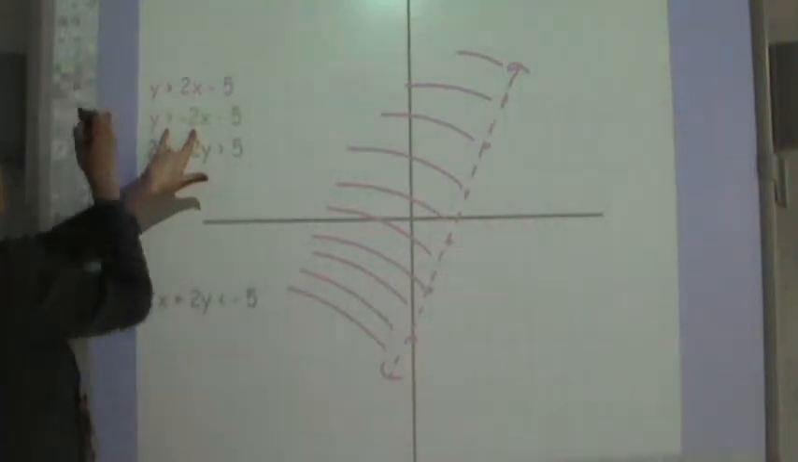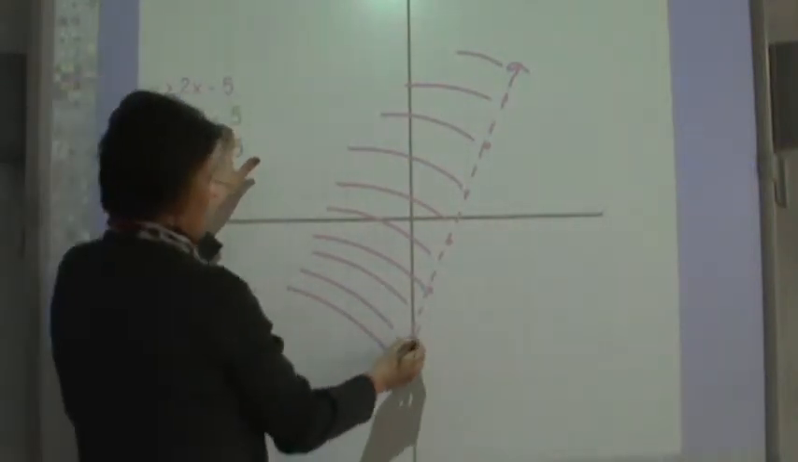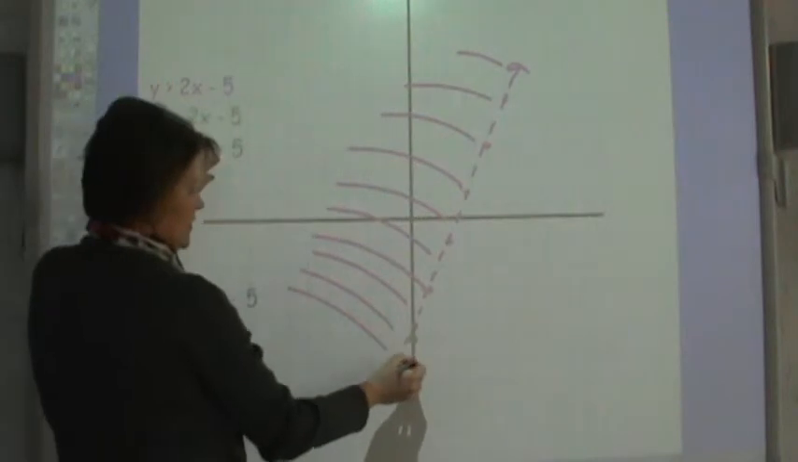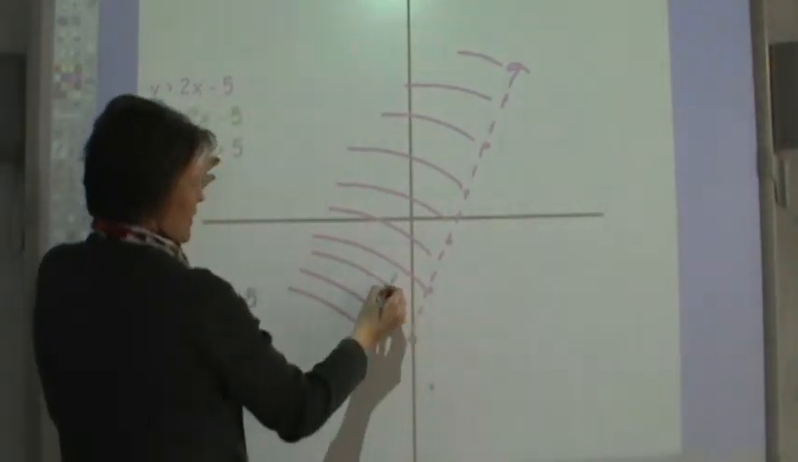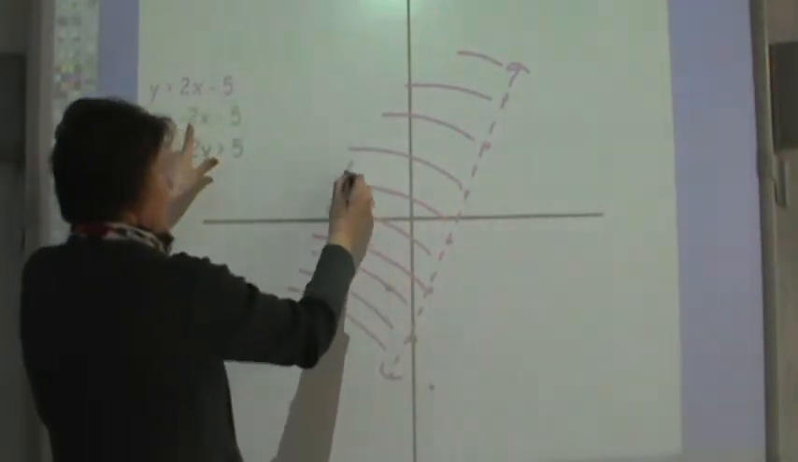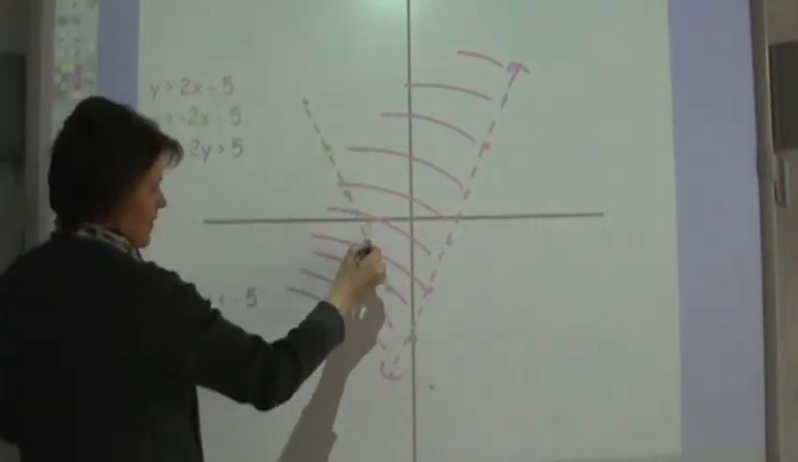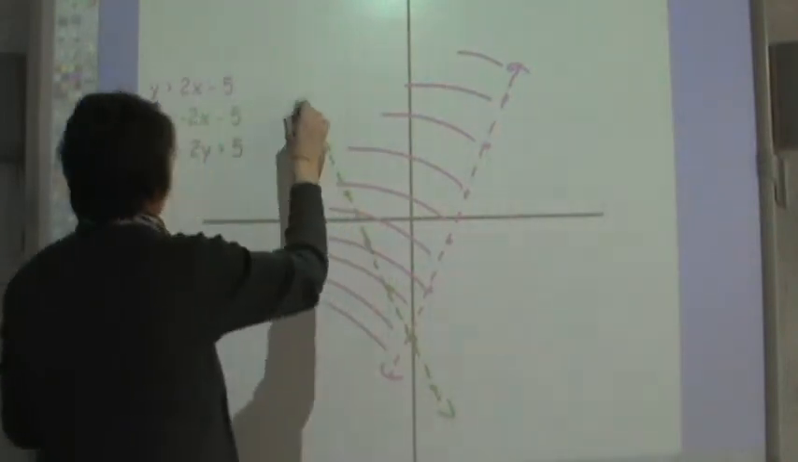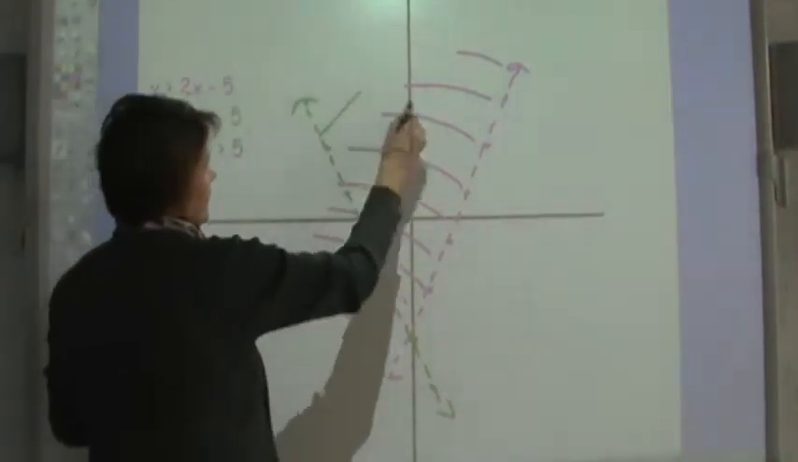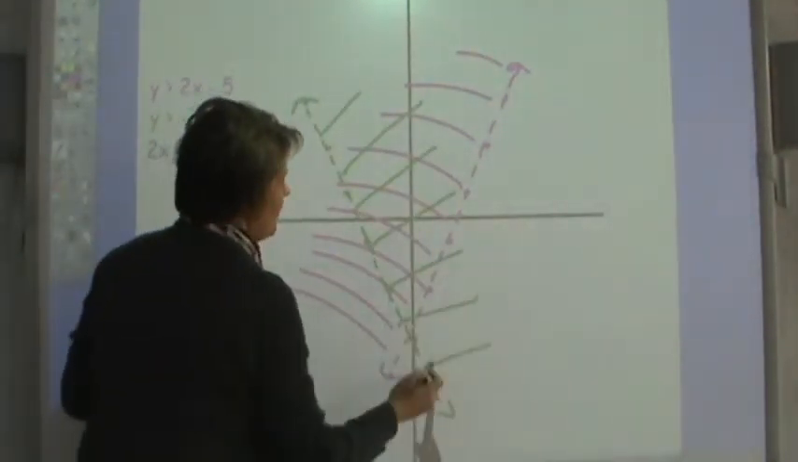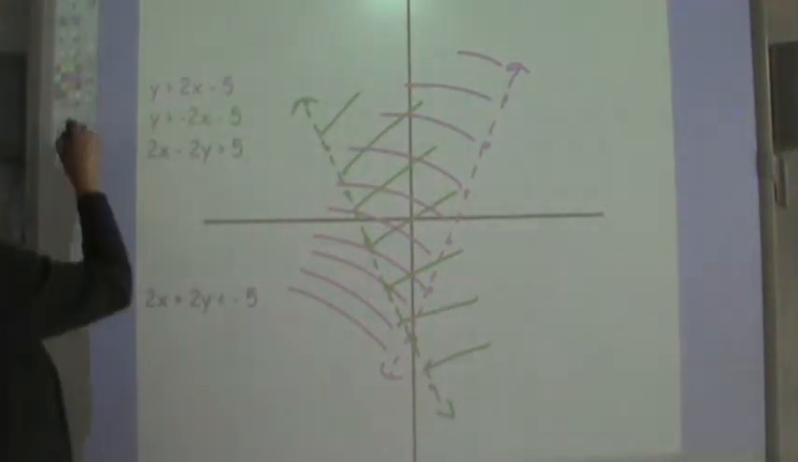All right, let's try this one. Starts at -5 again, but this time we're going a negative slope. And dashed. And greater than. Okay, so far we have this V going up the middle there.